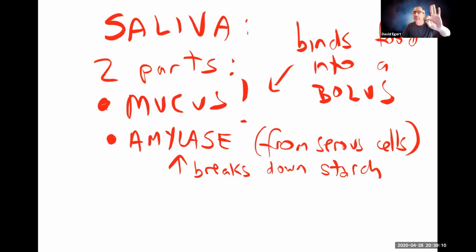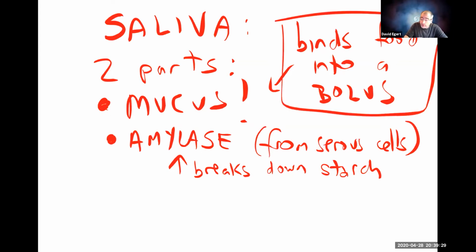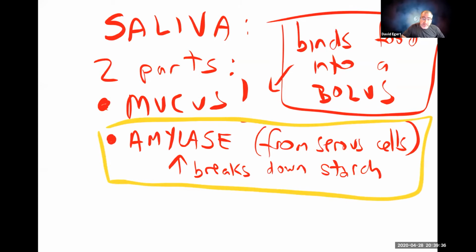I've got a little ball of food now, a little slippery ball. I can swallow that. That'll go down my esophagus and it'll be fine. If I tried to swallow the cracker dust, I'd be in trouble. So part of what the saliva is doing is binding the food into a bolus so you can actually swallow it. But the other thing the saliva is doing is it has this amylase, so it's actually starting the chemical breakdown of the food in your mouth.